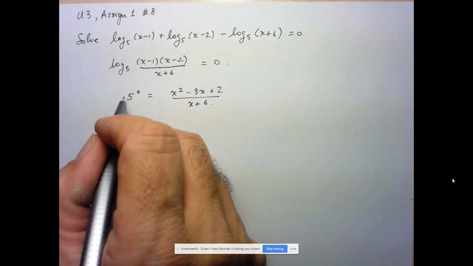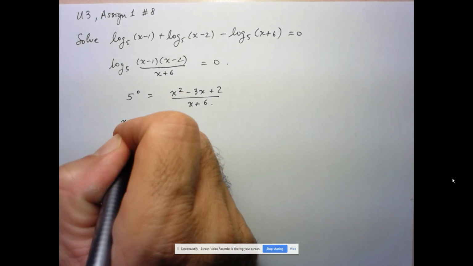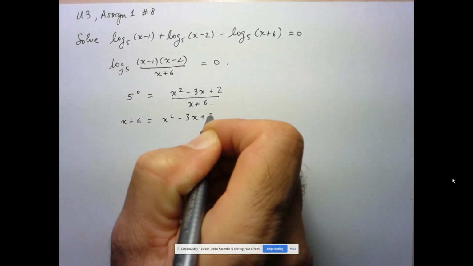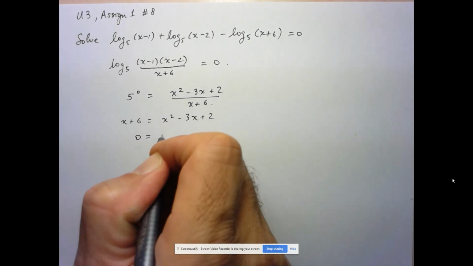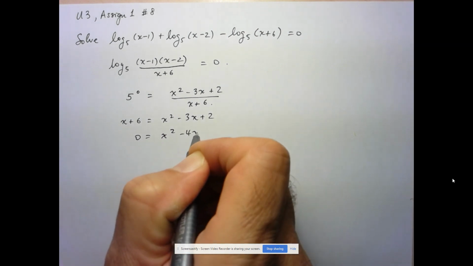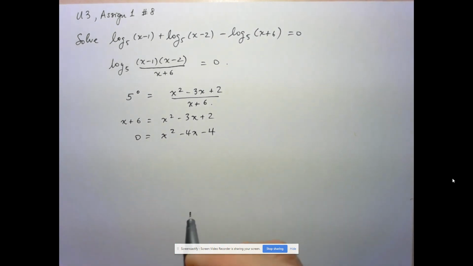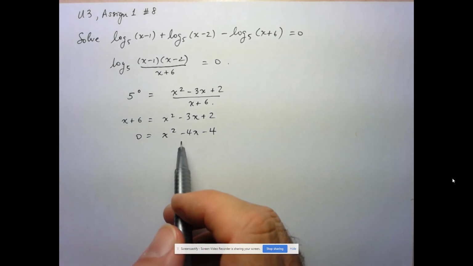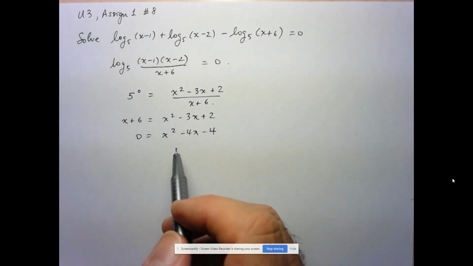So 5 to the 0 is just 1. So on the left-hand side, just x plus 6 equals x squared minus 3x plus 2. All right, bring everything to one side. x squared minus 4x, and that'll be minus 4. And now I can solve this as I normally would. So it's not factorable, clearly. So I'm going to have to use the quadratic formula.